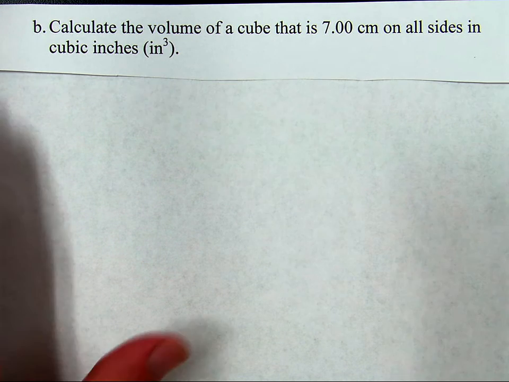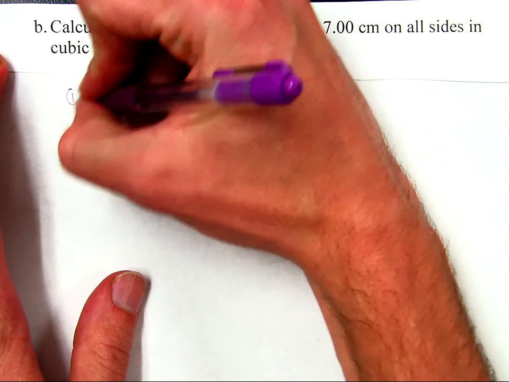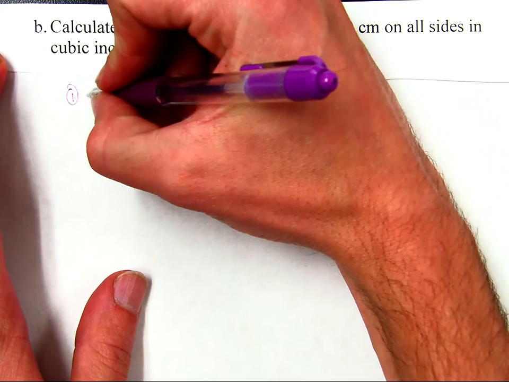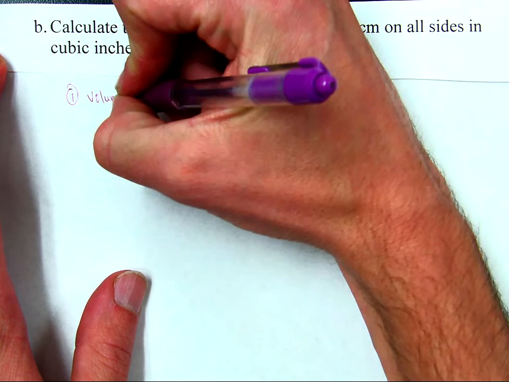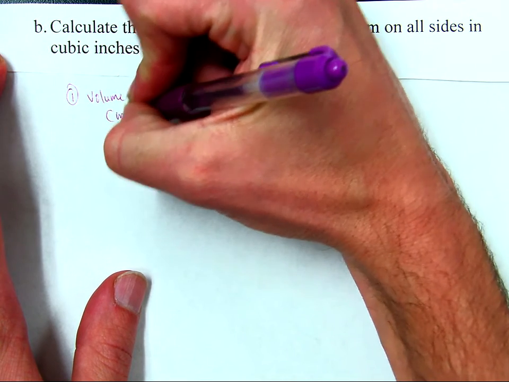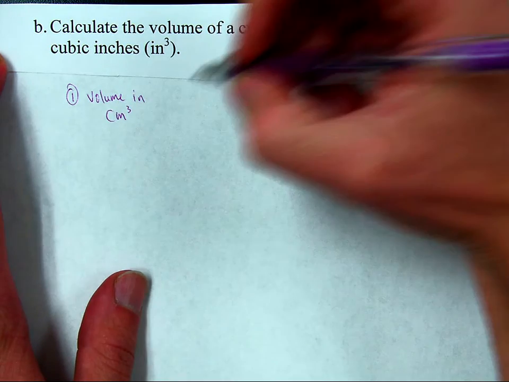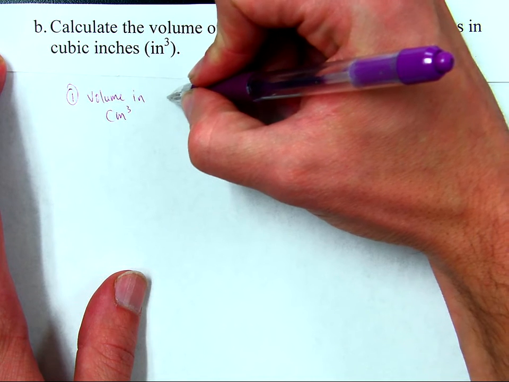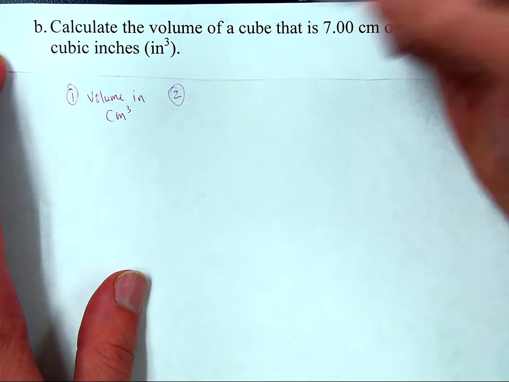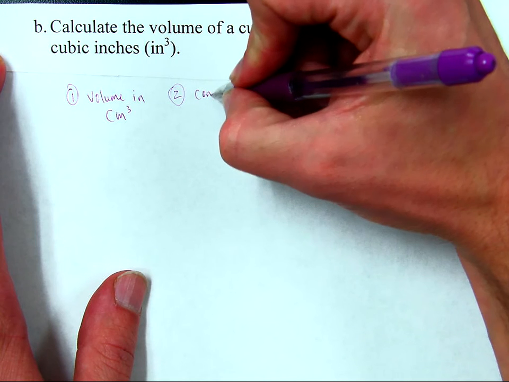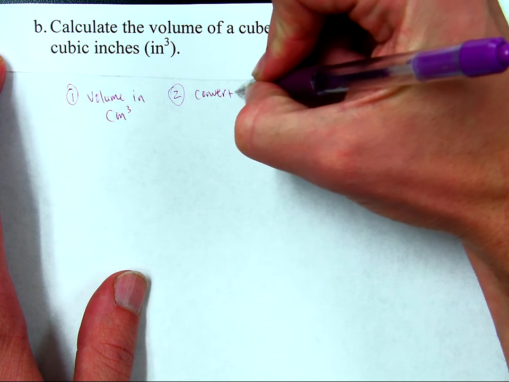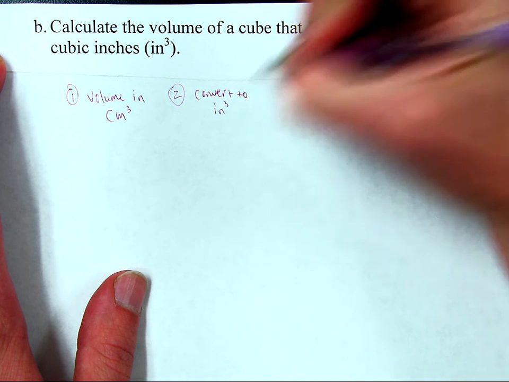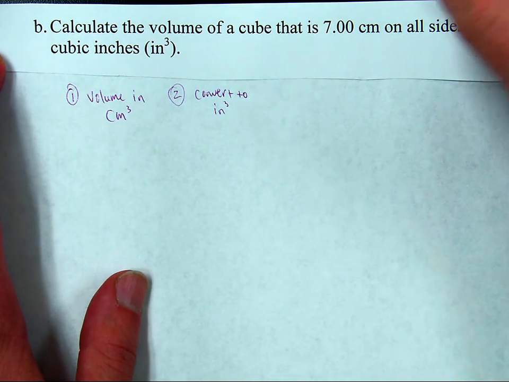One way you can do this is you can start by finding volume in centimeters cubed, and then you could convert from centimeters cubed to inches cubed. Okay, that's one way to do it.